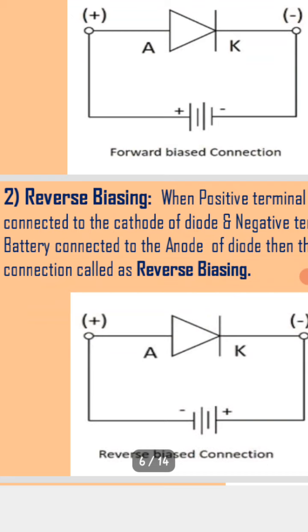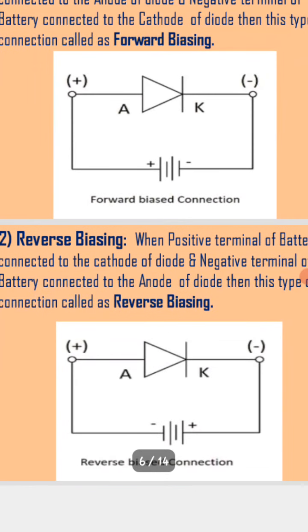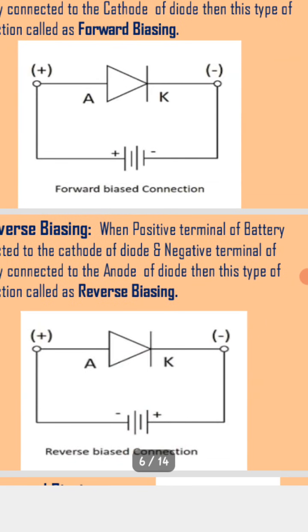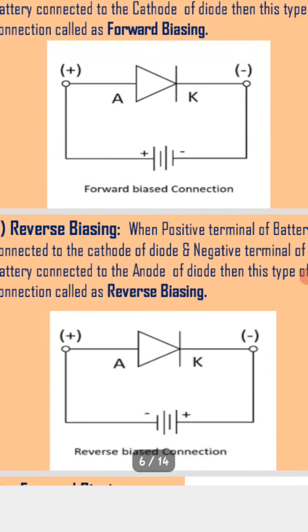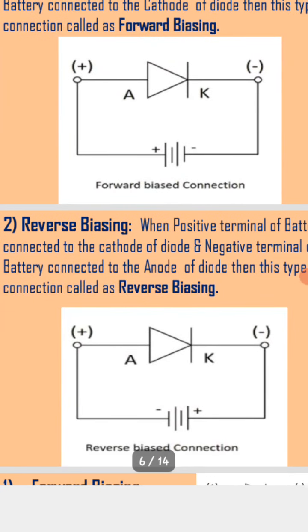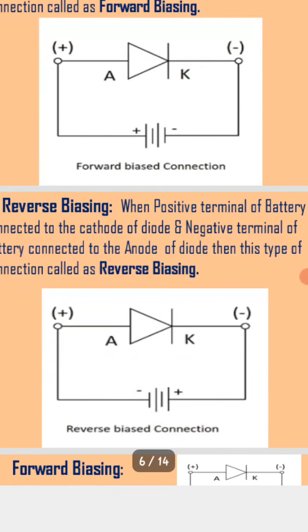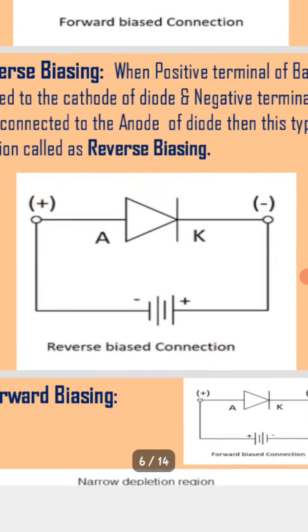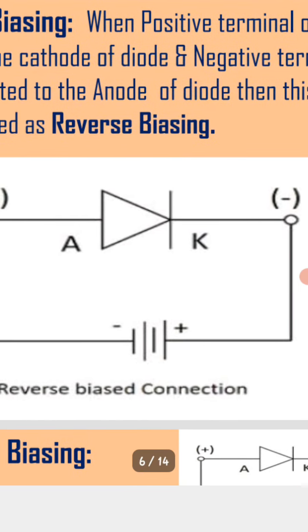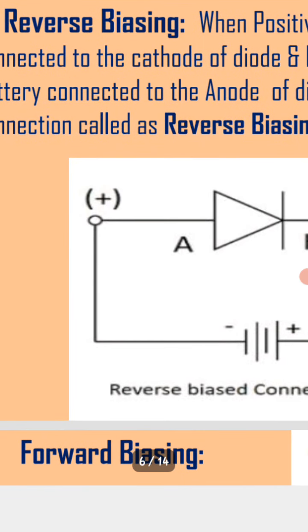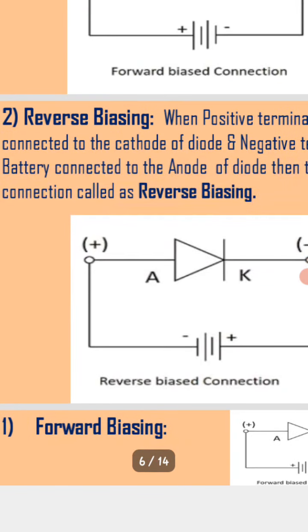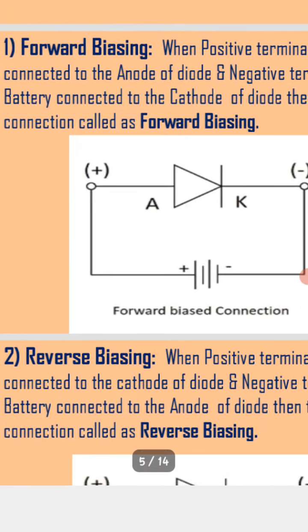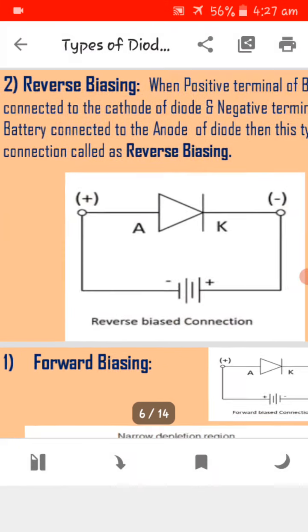Similarly, we have the reverse biasing mode. Opposite to forward biasing, reverse biasing is there when the positive terminal of the battery is connected to the cathode of the diode and the negative terminal of the battery is connected to the anode of the diode, then it is said that the diode is connected in a reverse bias mode. So look at the figure. Positive terminal of the battery is connected to the cathode and the negative terminal of the battery is connected to the anode. So only the supply terminals are changed, compared to forward biasing. So this is the reverse biasing.